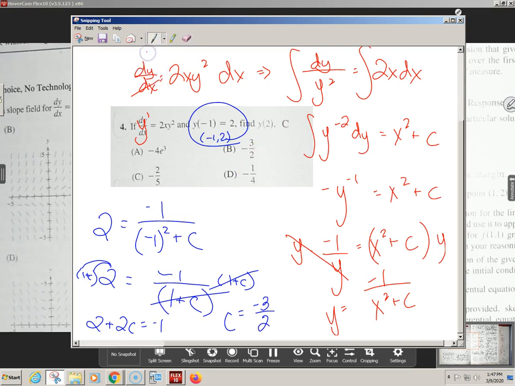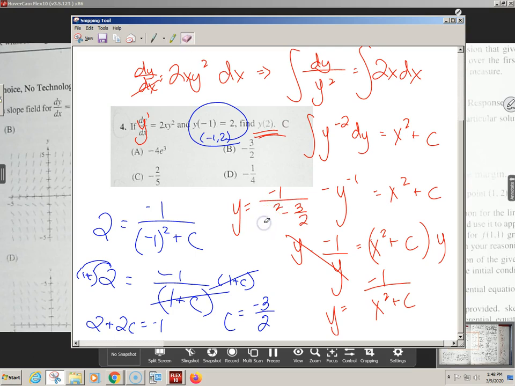You're not done. You gotta plug it in. Plug in what? 2. So y equals negative 1 over x squared minus 3 halves. Wait, who squared?